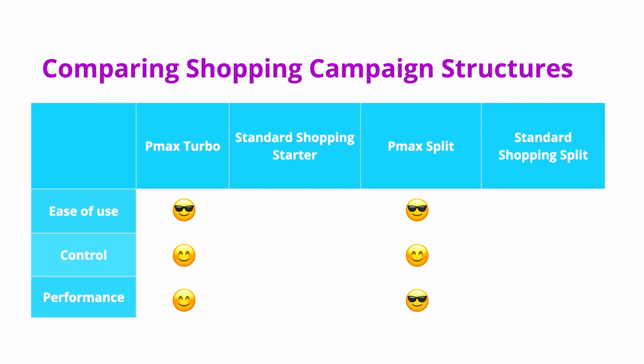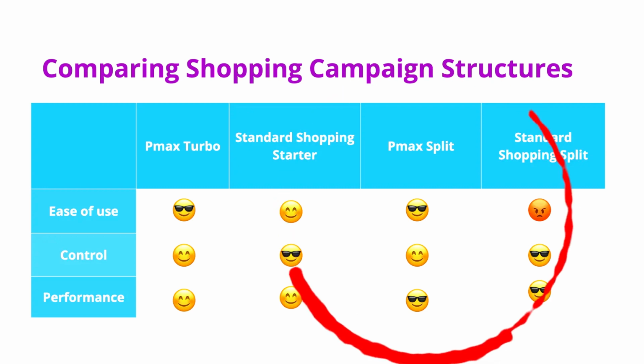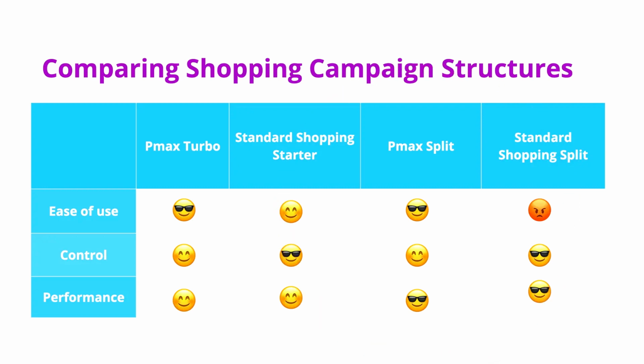Standard shopping campaigns need more setup work and maintenance, but they excel in certain cases. For accounts with few monthly sales, a basic standard shopping campaign is often the best choice. If you have a larger business with resources for active campaign management, the standard shopping split approach offers precise control and can deliver exceptional performance. For most stores, though, Pmax split is probably the optimal balance of ease and performance, especially with lower budget and conversion volumes. What's important is to try different approaches.